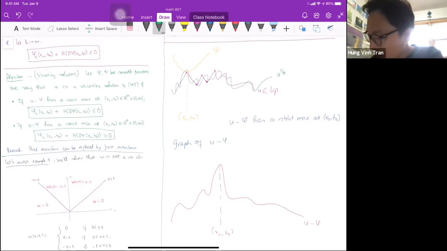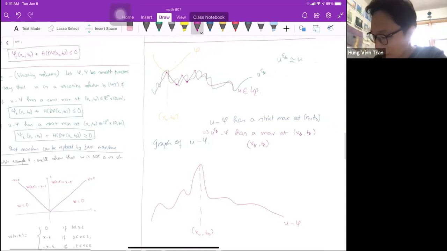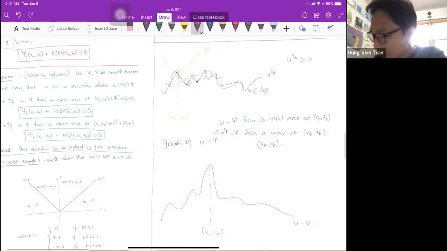u epsilon k is quite close to u. Clearly, if u epsilon k is quite close to u, then a point we can deduce is that u epsilon k minus phi has a max at xk tk, and roughly speaking, bypassing to a subsequence, or you don't need it in some cases, xk tk converges to x0 t0 as k goes to infinity. So that's a way to view it.